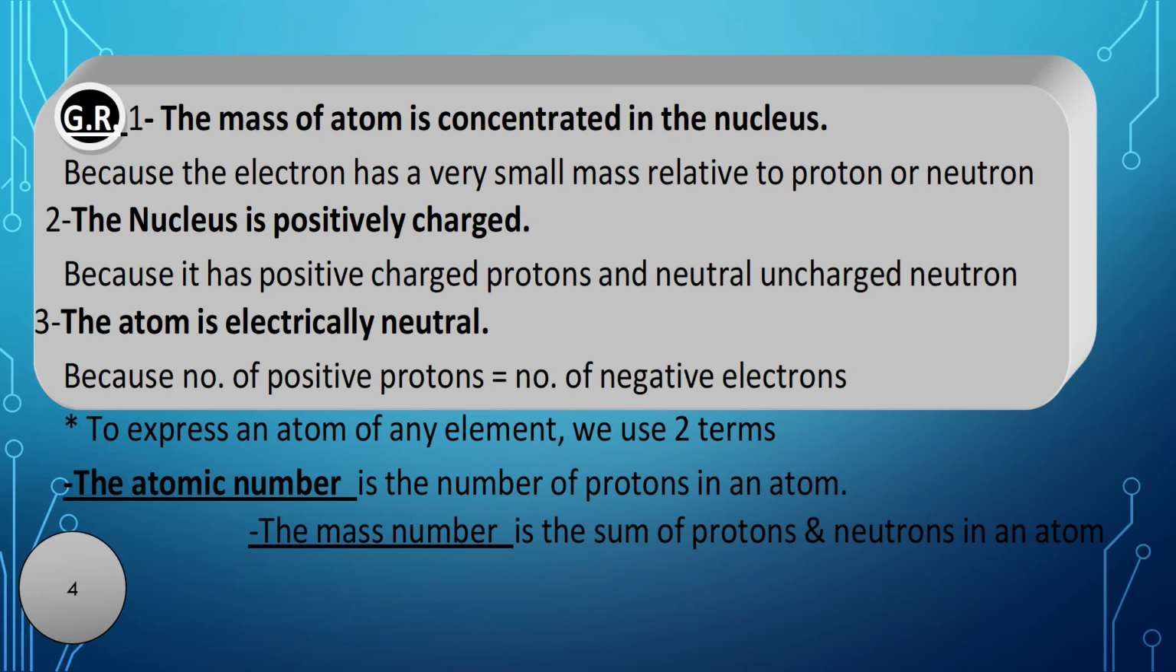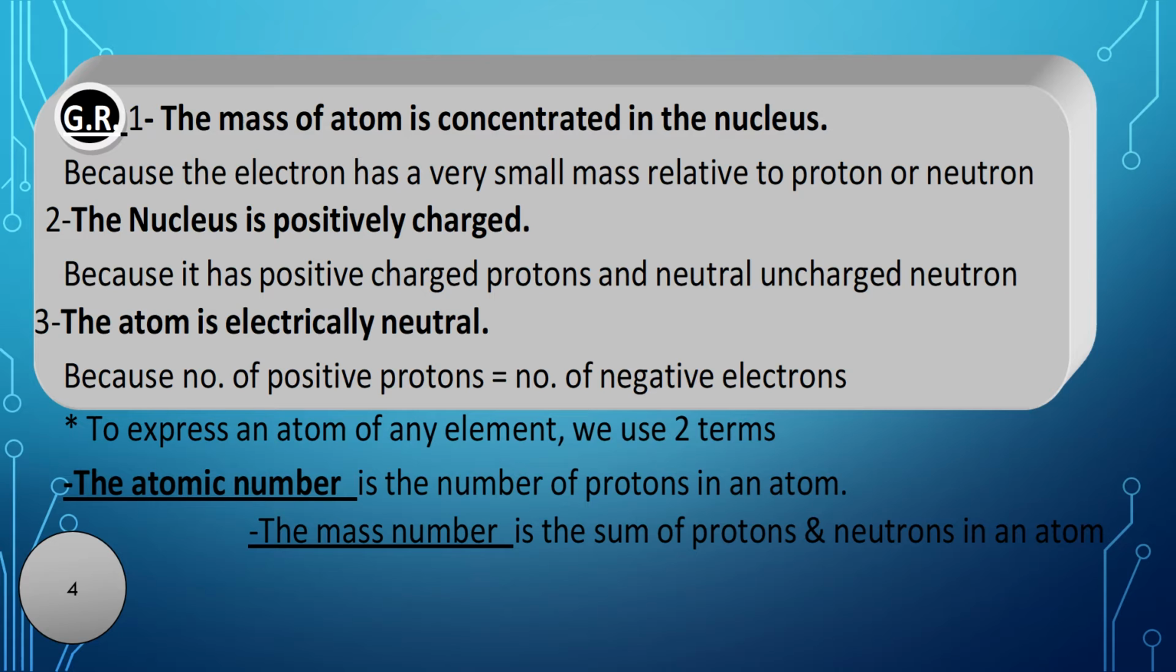Next, we have three important give-reasons. Number one, the mass of the atom is concentrated in the nucleus. Why? That means that the mass of the atom equals the mass of the nucleus. Why? Because the mass of electrons is very small relative to protons, so we can neglect it.